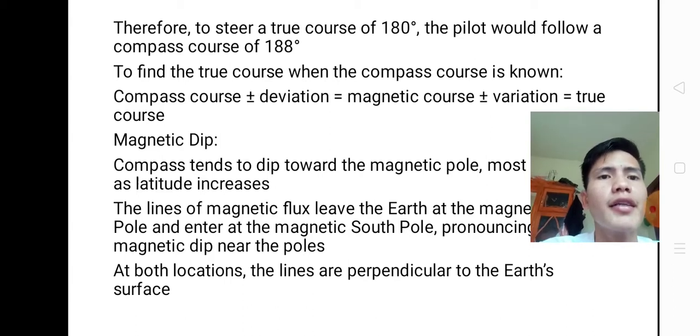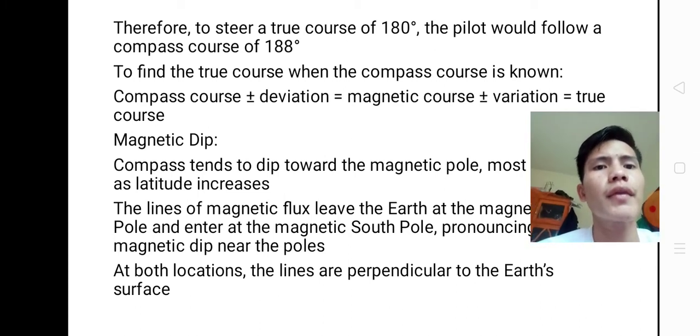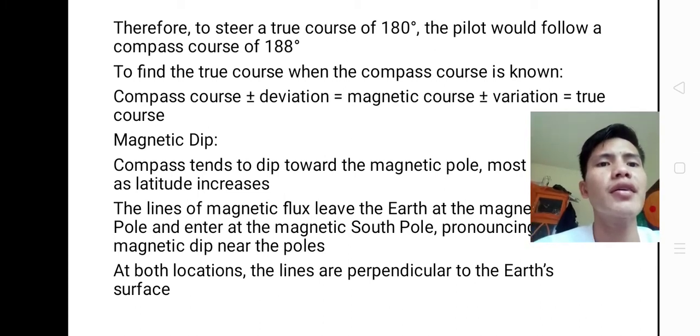To find the true course when the compass course is known: compass course plus or minus deviation equals magnetic course, plus or minus variation equals true course.